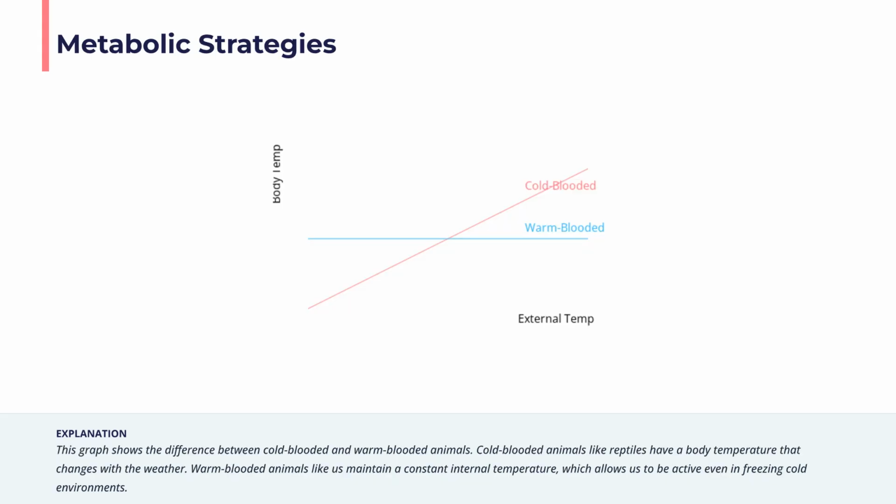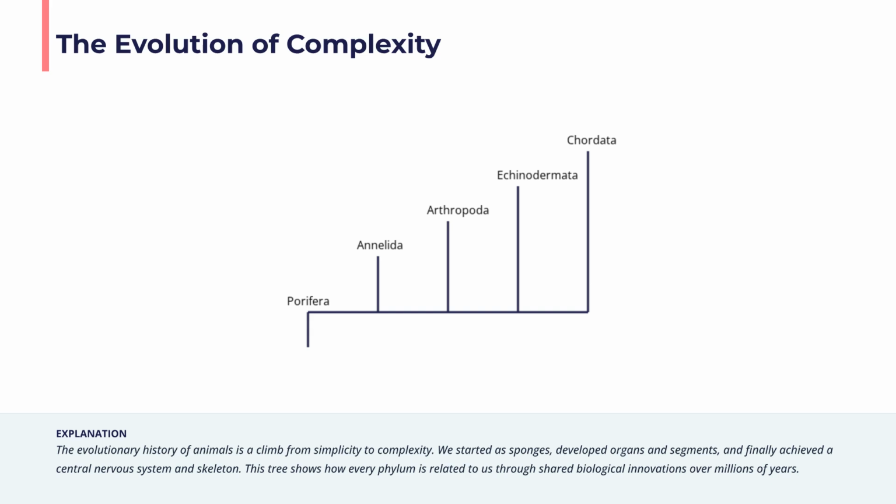This graph illustrates the difference between metabolic strategies. Cold-blooded animals' temperature varies with the environment, while warm-blooded animals maintain a constant, stable internal temperature, enabling activity in diverse climates. The evolutionary history of animals shows a steady progression from simple to complex.